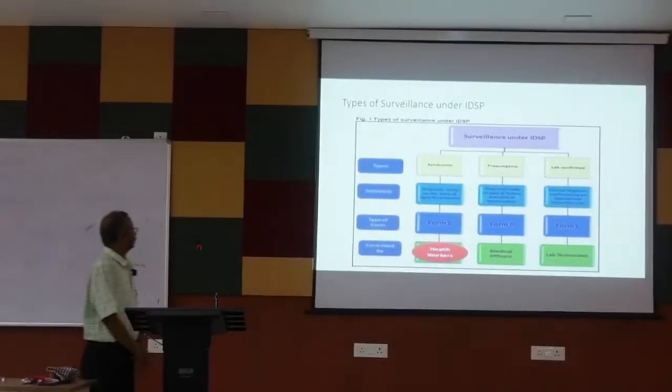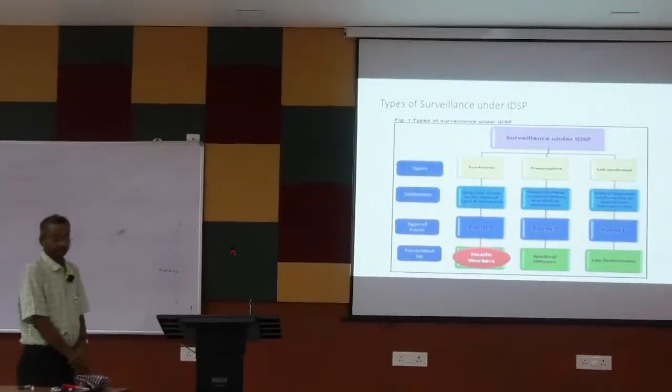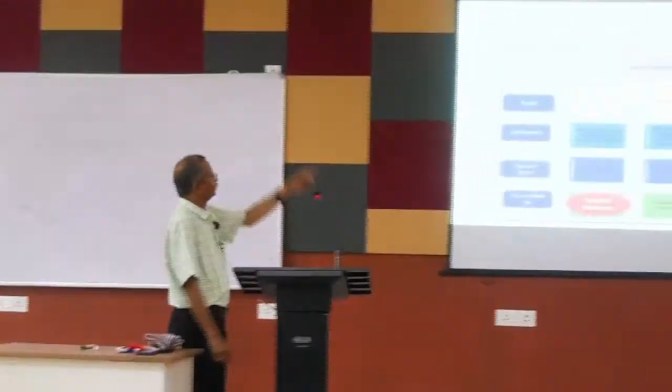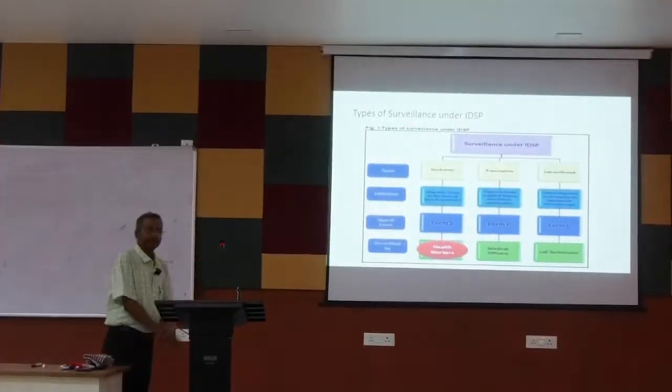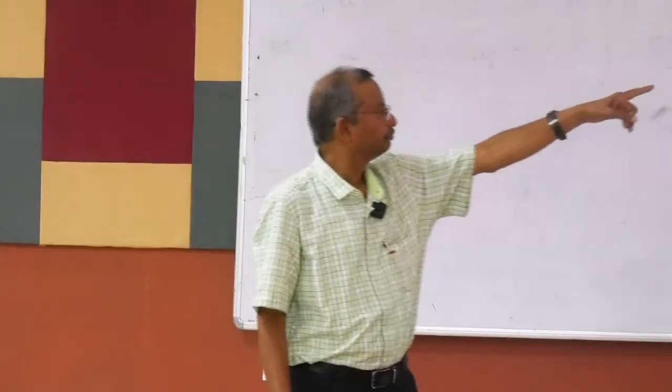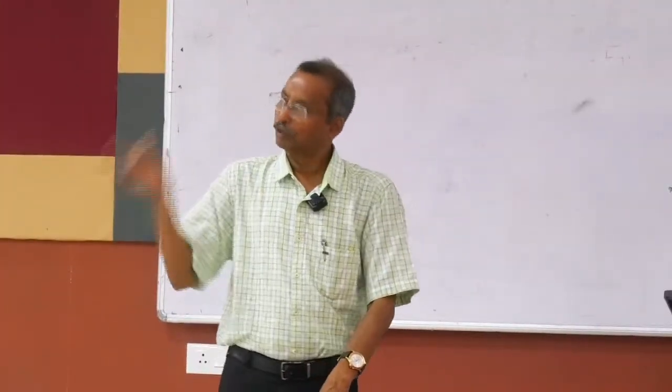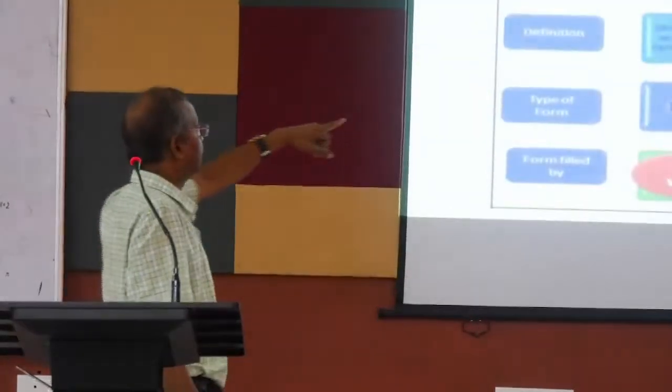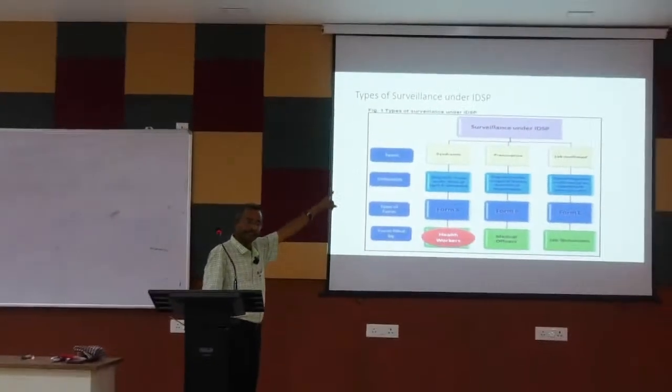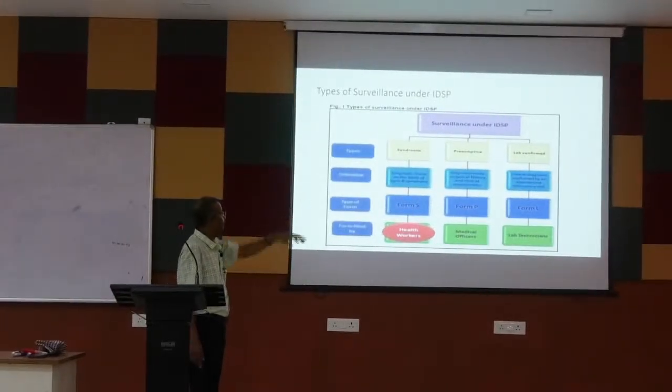Now, types of surveillance under IDSP. Surveillance under IDSP, three types that I told you. One is syndromic, presumptive, and confirmative. How many types? Three. Syndromic, presumptive, confirmative. Who will do that? Definitions: diagnosis made on the basis of the signs and symptoms only. That is syndromic. Diagnosis made on typical history and clinical examinations.